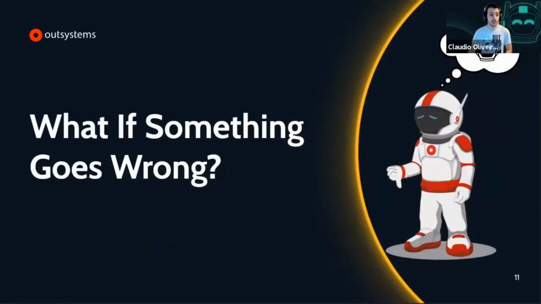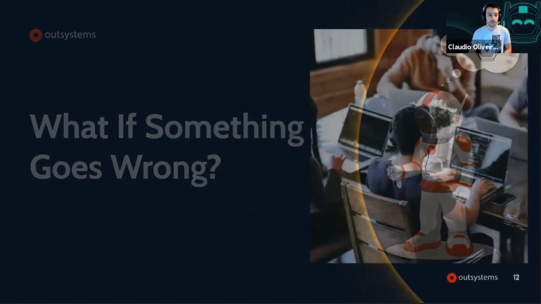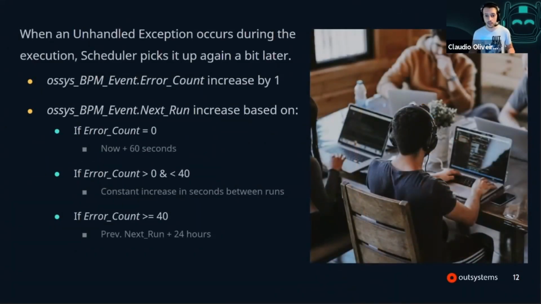But then, what if something goes wrong? How does the platform react to this? Basically, if there is an exception during the course of the light process execution, the first thing the platform will do is increase the error count by 1. And then it will calculate the next run based on this error count. The first time it fails, the only thing it does is set the next run to now plus 1 minute. So it will set 1 minute in the future.